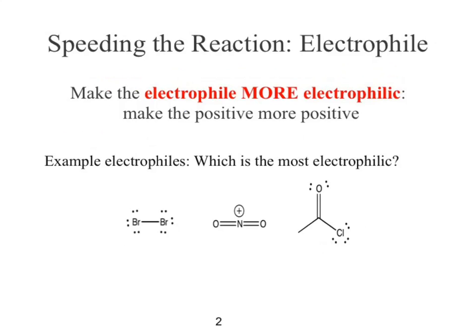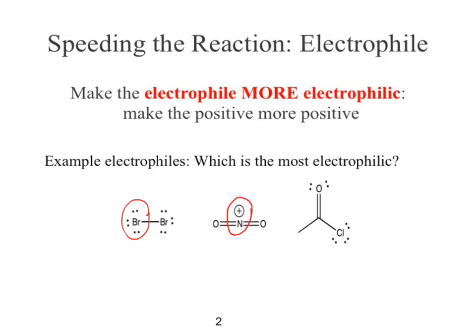Which of these 3 is the most electrophilic? The first thing I would do is go through and circle the atom that I think is the most electrophilic in each molecule. You said nitrogen. I'm happy to start with that one. What other atoms might be electrophilic in the other molecules? One of the bromines. One of the bromines is going to have to be electrophilic if I'm going to say there's an electrophile there. And the last one?